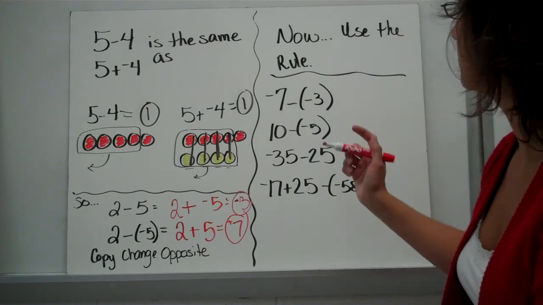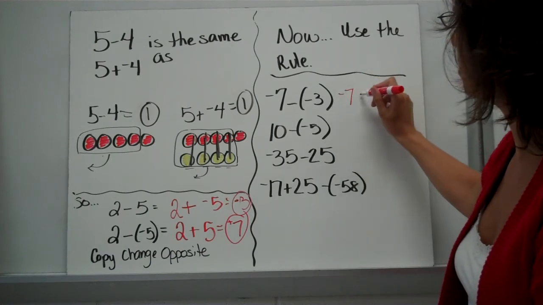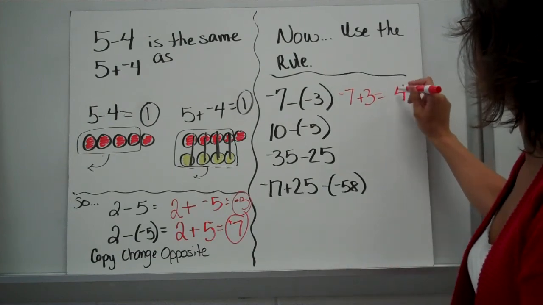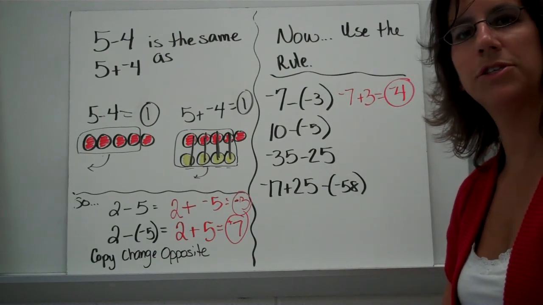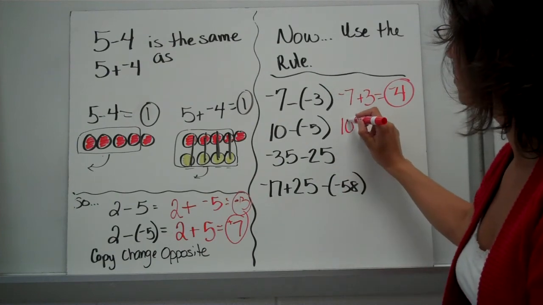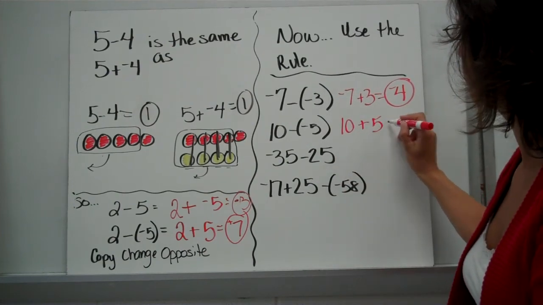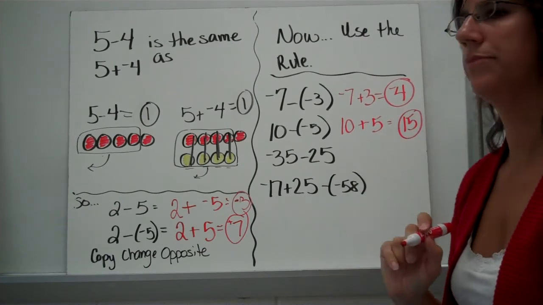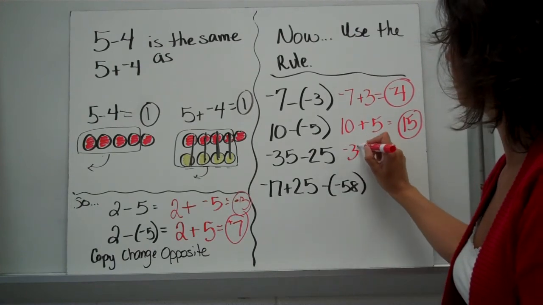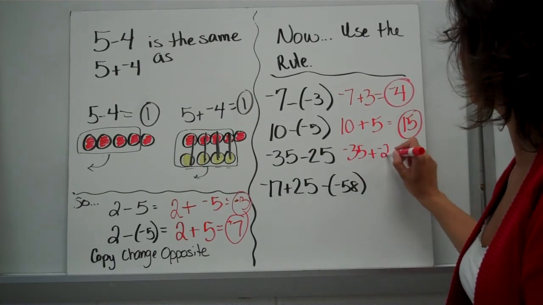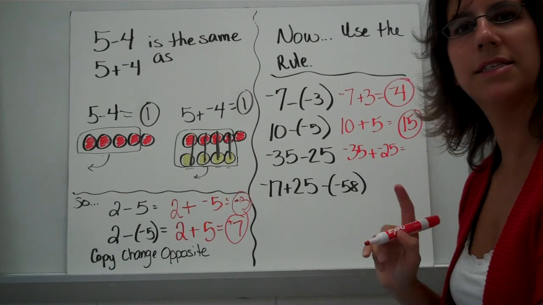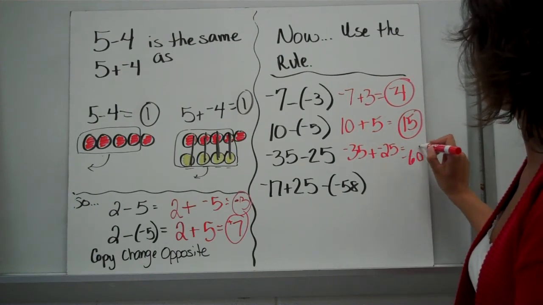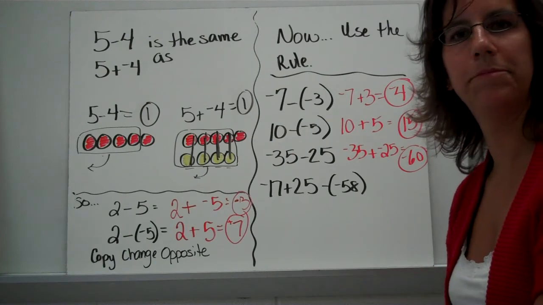All right, let's go over these. You've got copy, change, opposite. Now they're different signs, so let's subtract them and take the sign of the higher number. All right, let's do the next one. Copy, change, opposite. And now the signs are the same, so we add and keep. Again, copy, change, opposite. Okay, same signs, add and keep. All right, let's add those up. That's 60. And take the sign of the higher, same signs, add and keep.